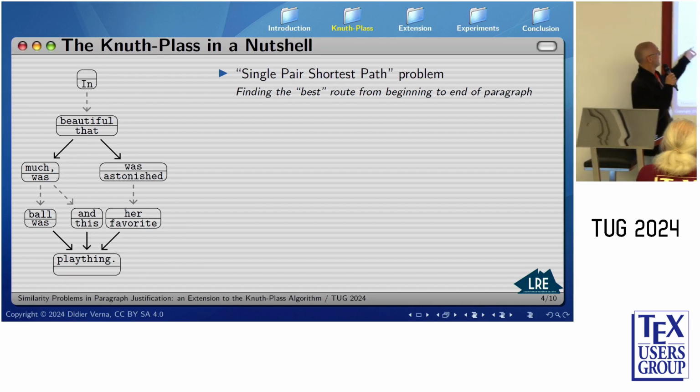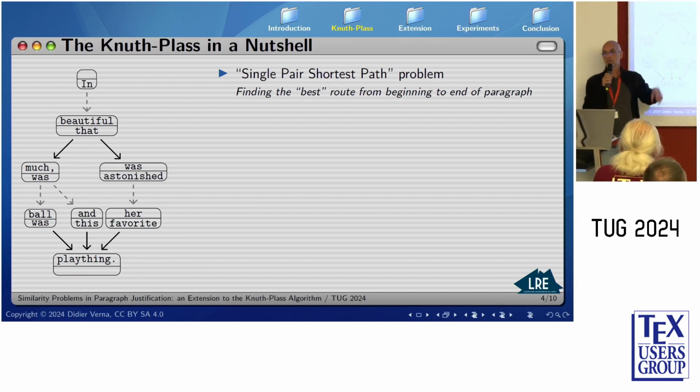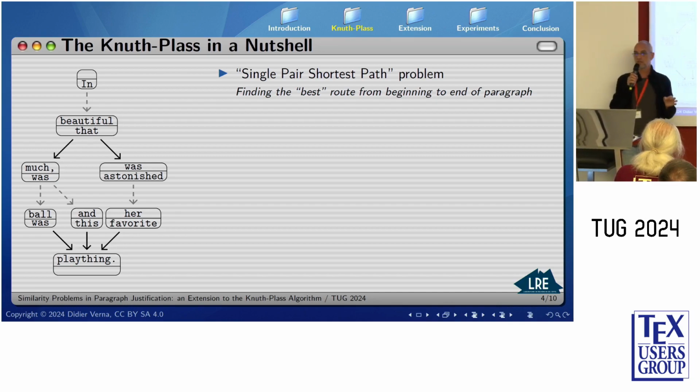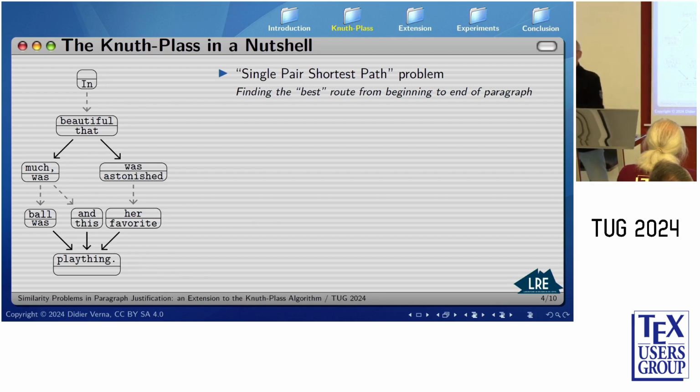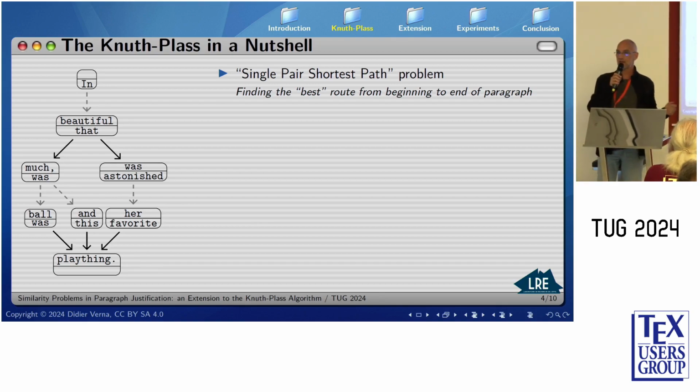So in the graph, every node represents the end of a line and the beginning of the next one. So for instance, here you have a line which ends in "beautiful", the next one starts with that, and from that you have a number of possibilities to create the next line, which will not necessarily end at the same position. Okay, so this is just an excerpt of such a graph. Why is it called single pair? Because the shortest path problem is a general problem.